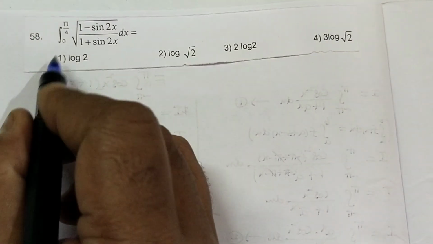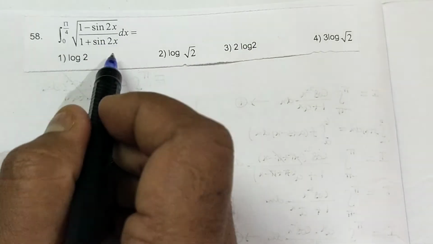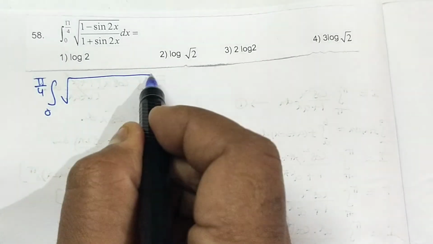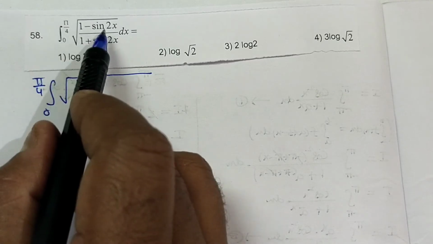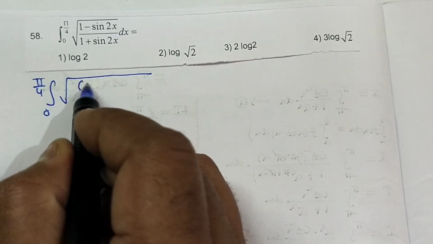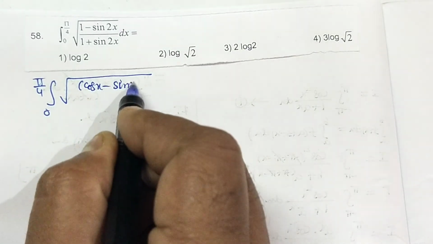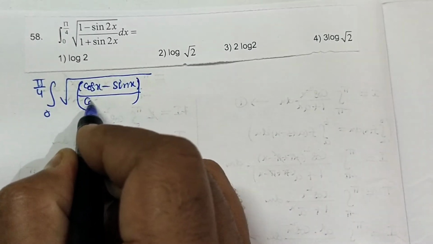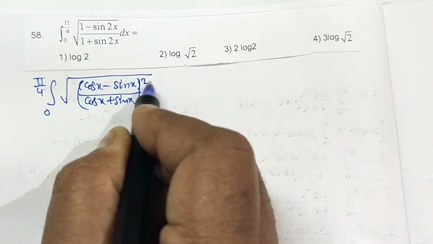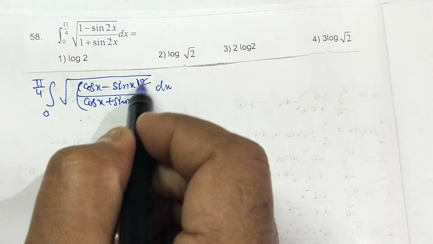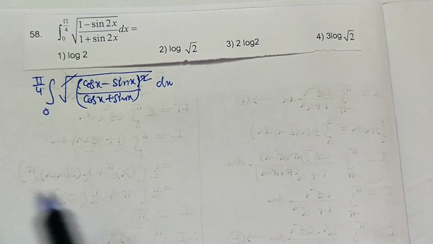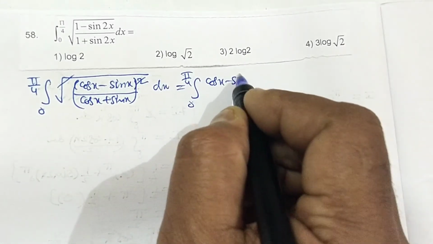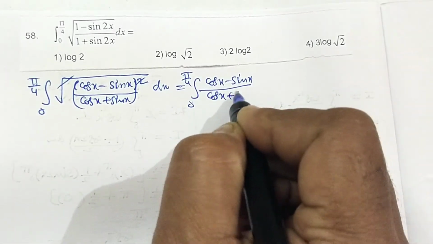The next question: integral 0 to pi by 4 square root of (1 minus sin 2x) by (1 plus sin 2x). So integral 0 to pi by 4 square root of, 1 can be written as cos square x plus sin square x, minus sin 2x can be written as 2 sin x cos x. So can I write cos x minus sin x whole square? Similarly, the denominator also, cos x plus sin x whole square. So ultimately we can write it as the square root of the ratio into dx. Root and square cancel. Here there is no case of plus or minus, as 0 to pi by 4 means first quadrant, plus only. Integral 0 to pi by 4 cos x minus sin x divided by cos x plus sin x into dx.